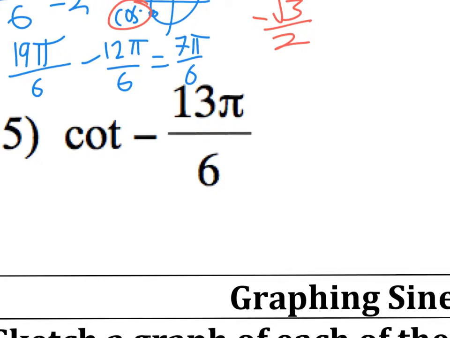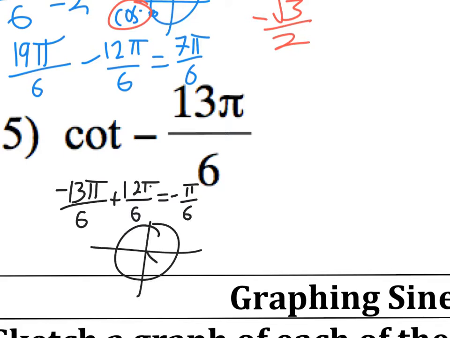Cotangent of negative 13 pi over 6. Similarly, I'm going to try to make this into a nice and easy angle for me to see where it is. In looking at that, I'm going to say, okay, negative 13 pi over 6 plus 2 pi, or plus 12 pi over 6, is equal to negative pi over 6. Okay, that's not too bad. That's just down pi over 6 in quadrant 4.